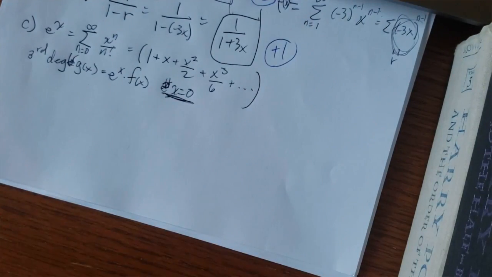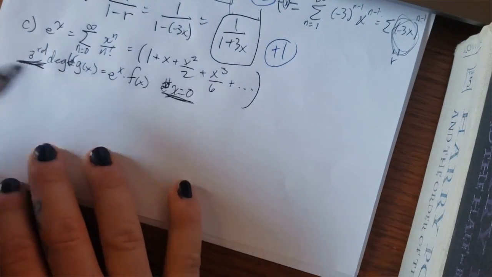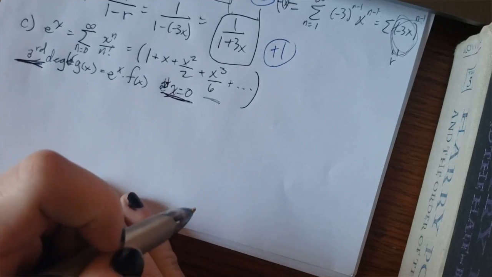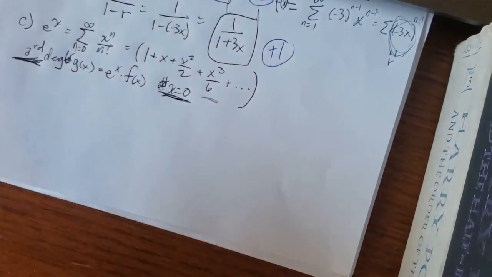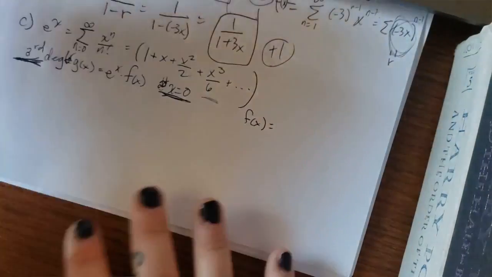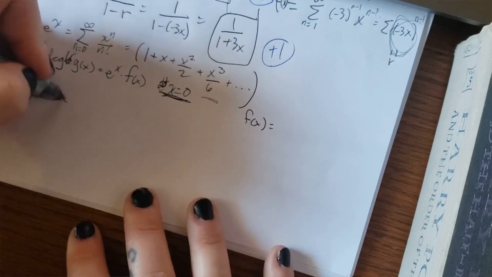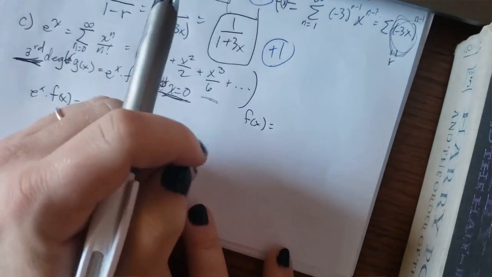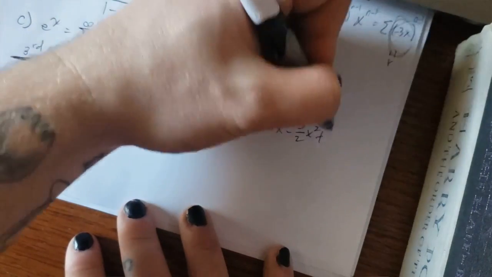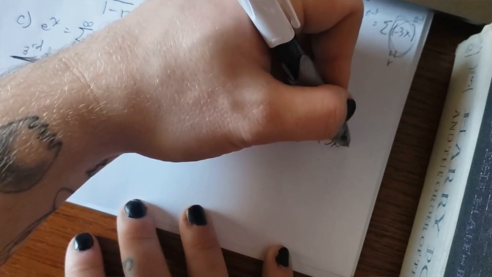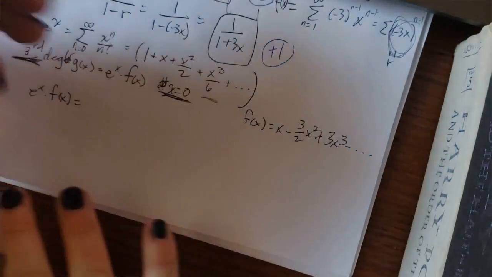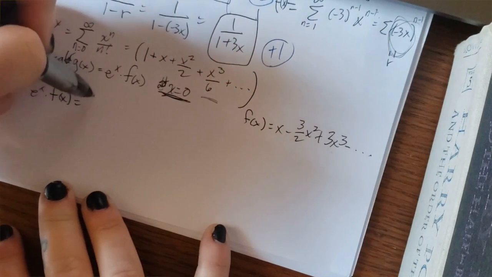Mr. Woodruff, why aren't you going beyond that? Because we're looking for the third degree. We're going to need up to the third degree, but that's pretty much it. We'll use the terms we got. Now, for f of x, I'm going back to the problem at the top. It's x minus 3 halves x squared plus 3x cubed. I don't actually have to go beyond that because there's my cubic term right there.